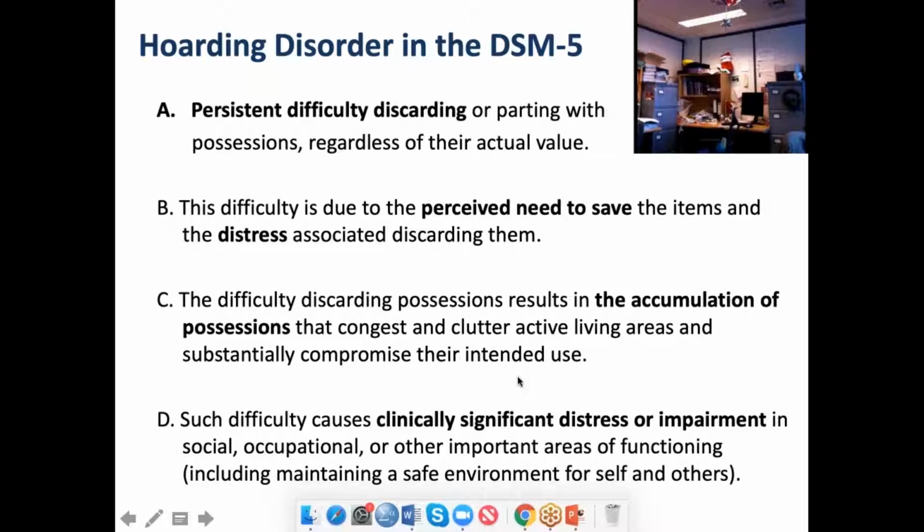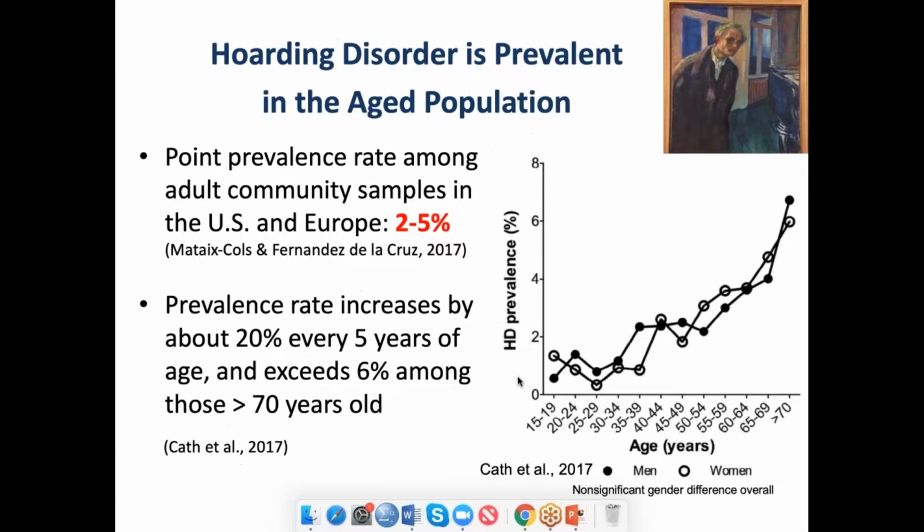So this is the criteria for diagnosing hoarding. And hoarding disorder is very common, or it's more common than we would imagine. So as far as the research has discovered to date, we know the prevalence rate in the US and in Europe is about 2 to 5%.